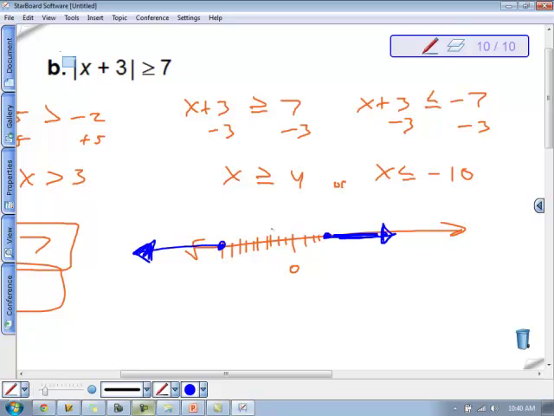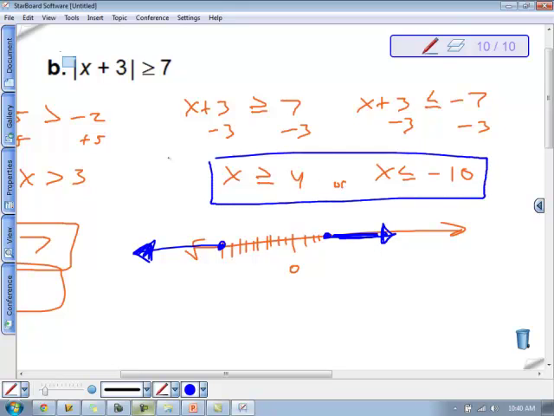If I tried to do the word and here, which is intersection, there'd be no solution. So I have to use the word or right here to represent my solution. Two separate areas for my solutions. So basically, or means one or the other. So the solutions could be any number that's greater than or equal to 4, or any number that's less than or equal to negative 10 would solve this inequality.